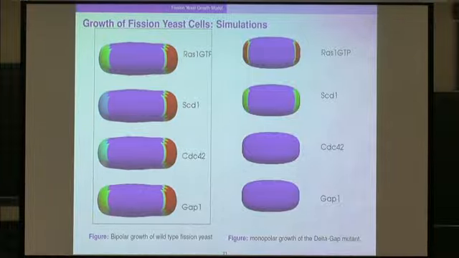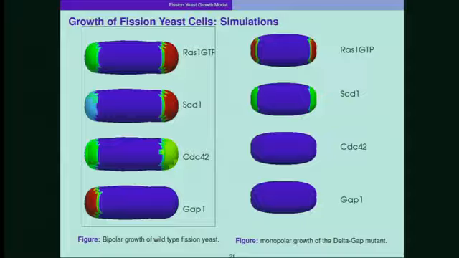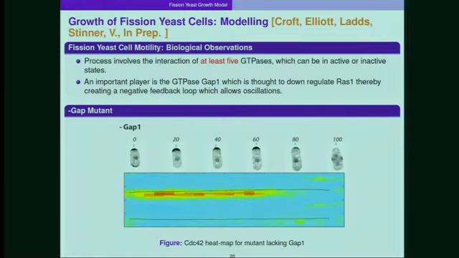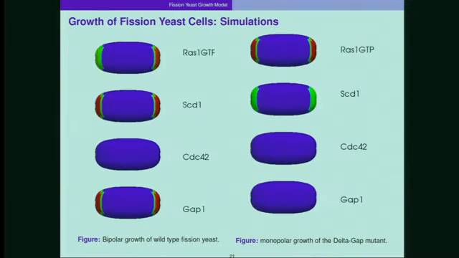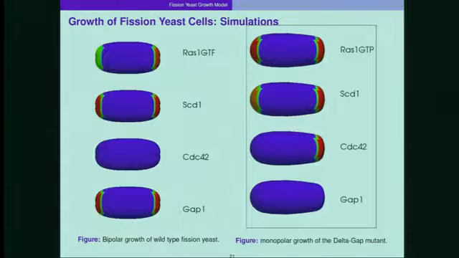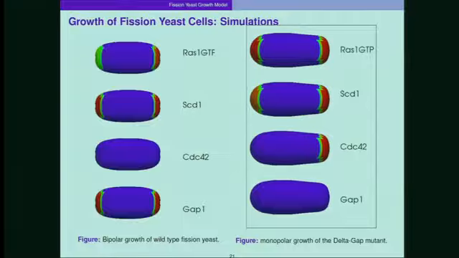The aspect ratio is a bit shifted on the projector, but these cells are more elongated than what you see here. If you look at the delta gap mutant, so remember this is what they had data for, if you knocked out gap, you only see monopolar growth. And indeed that's what we see if I run the simulations, and that's kind of obvious because GAP1 is providing your negative feedback. If you knock it out, all the CDC42 you've recruited here can never go back into the cytoplasm, and so there's nothing to be recruited at the other end. So at least for these two very simple cases, it's consistent with what they see in experiments.